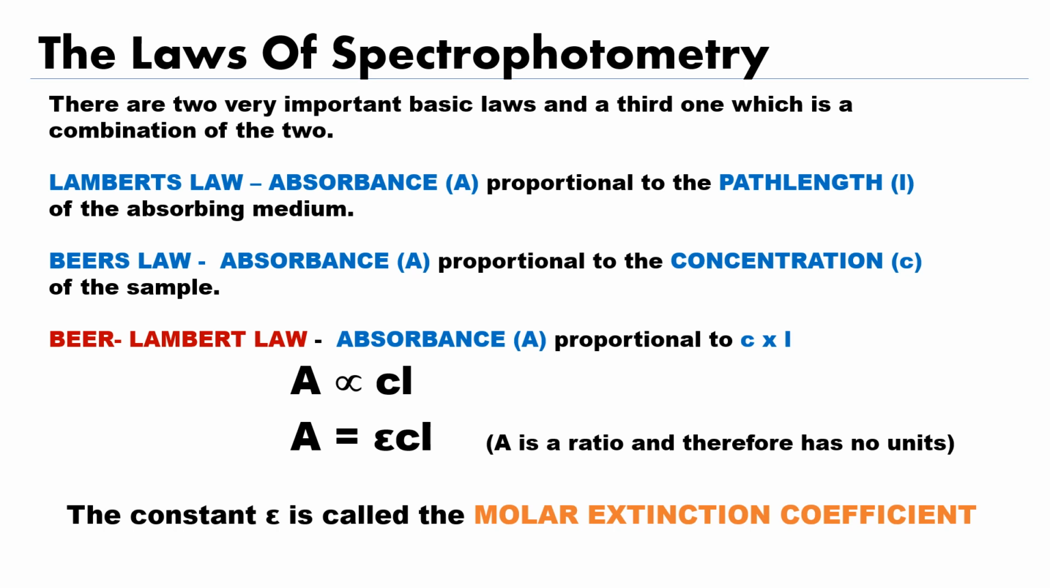A is equal to epsilon C into L, where epsilon is the molar extinction coefficient. If you know the molar extinction coefficient, you can directly calculate the concentration of the sample. You know the absorbance, the molar extinction coefficient of that particular sample, and the path length, so you can calculate the actual concentration of the substance. Absorbance is a ratio, and therefore it has no units.